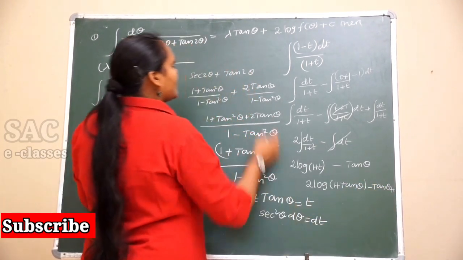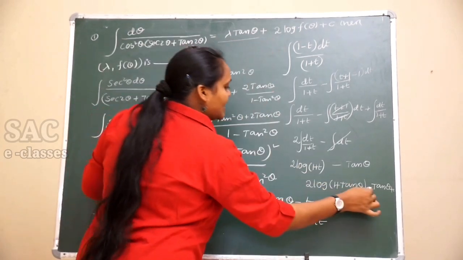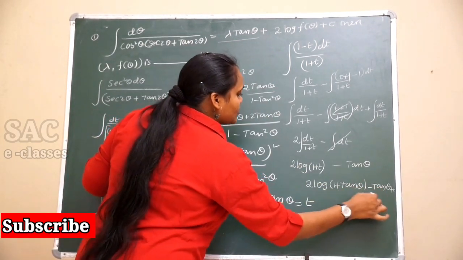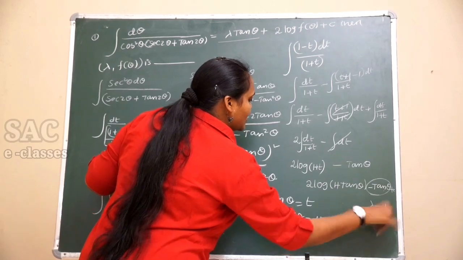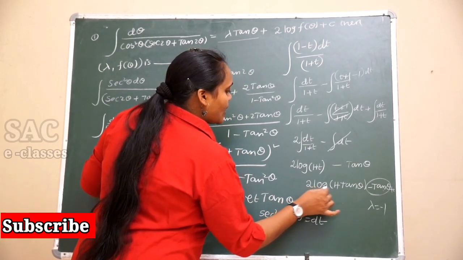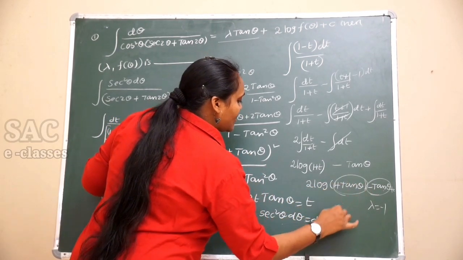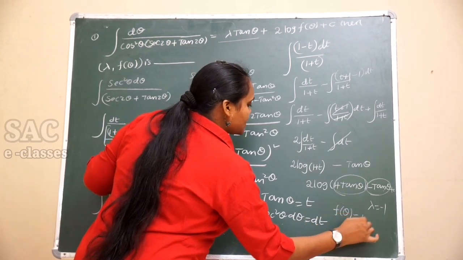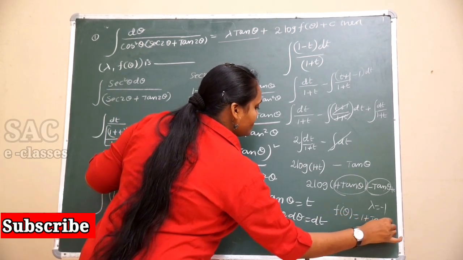Let's compare with our actual one. They said lambda tan theta, so clearly the lambda value is minus 1. Then 2 into log of f of theta. The f of theta value we got is 1 plus tan theta as the answer.